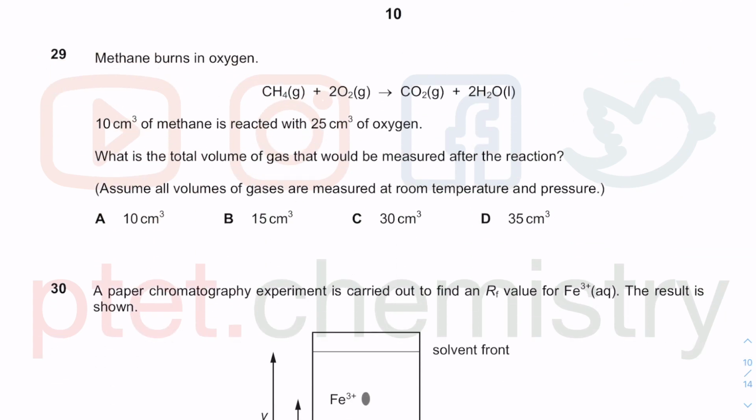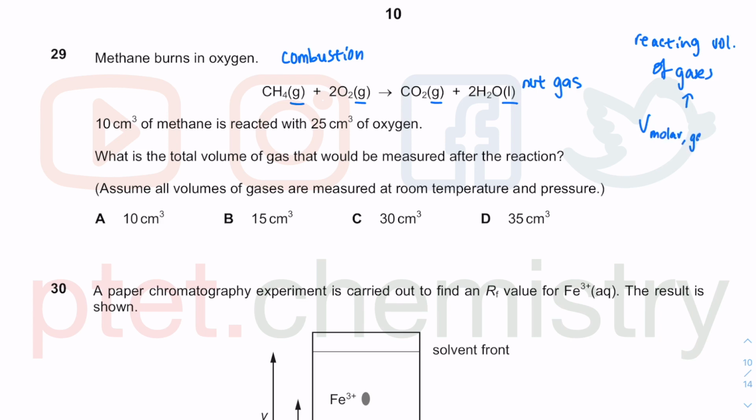29. Methane burns in oxygen. This is called combustion. These are gas, gas, gas, and liquid, so not gas. So we're going to think about reacting volumes of gases. Instead of reacting masses, we have reacting volumes of gases, where we have to think about the molar volume of a gas. This is 24 dm cube for 1 mole of any gas, as stated at the bottom of the periodic table at room temperature and pressure.